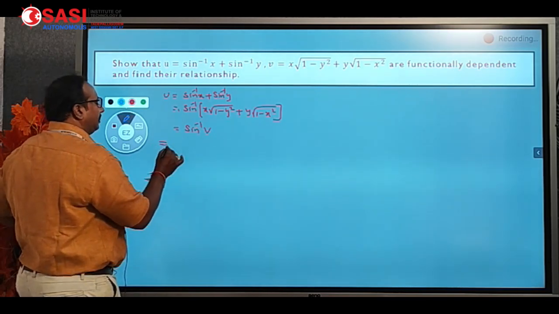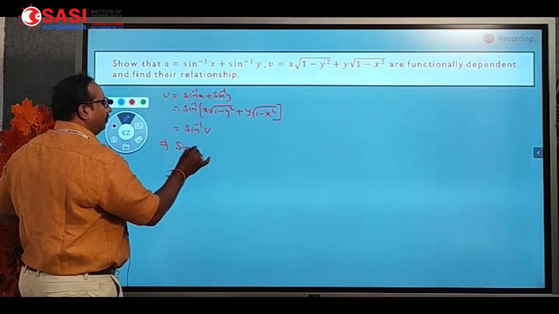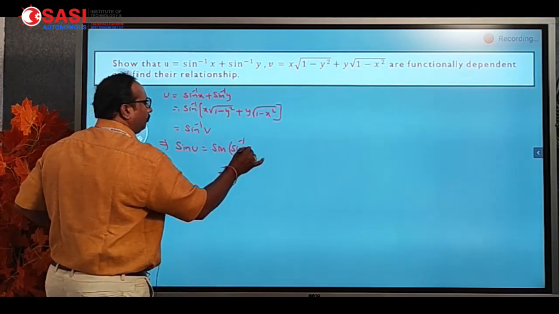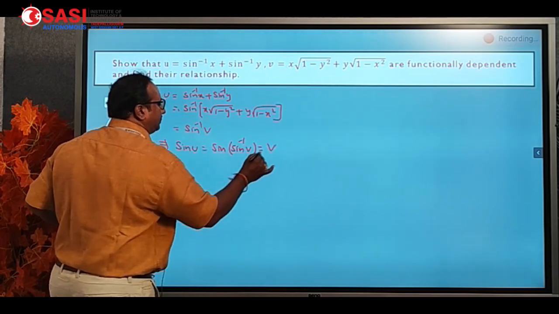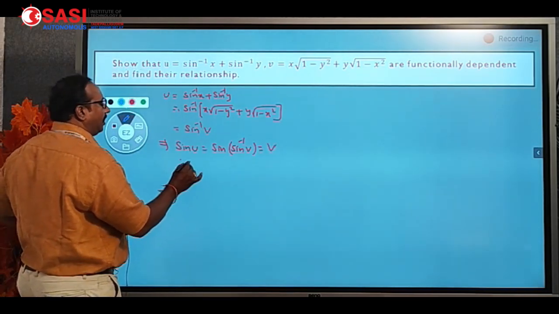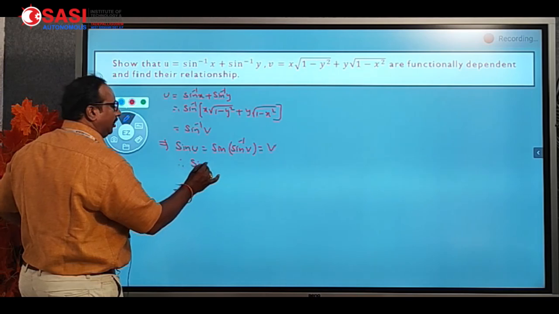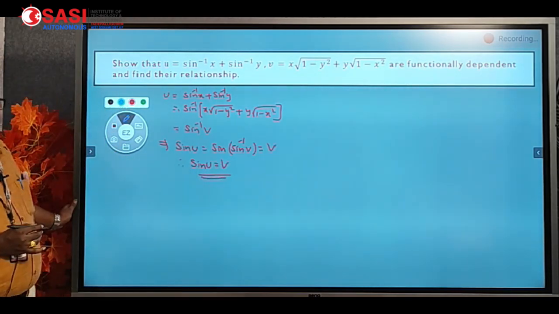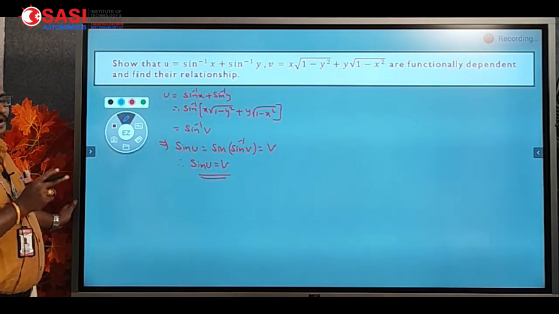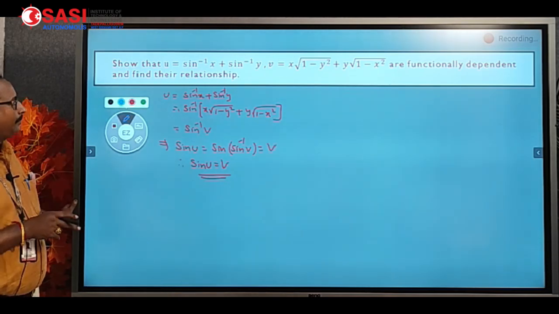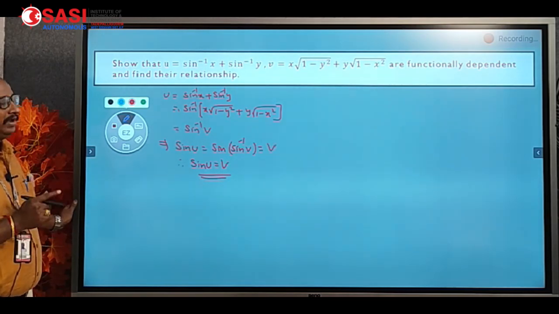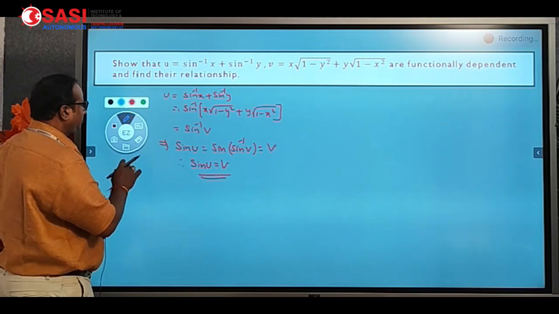Then we get sine u equal to sine of sine inverse v. So sine of sine inverse v is v. So finally we got the relationship as sine u equal to v. So this is the relationship. Okay. So clearly the given two functions u comma v are functionally dependent and their relationship is sine u equal to v. Okay. Clear?